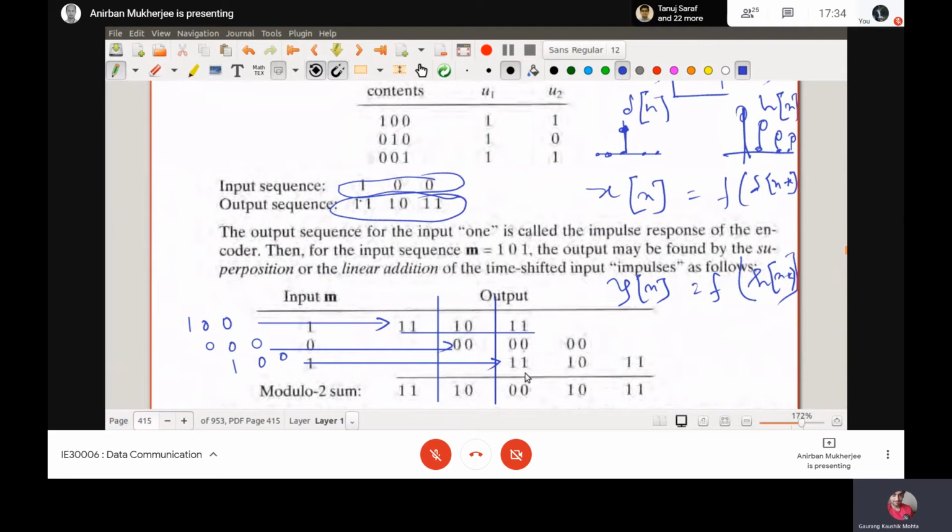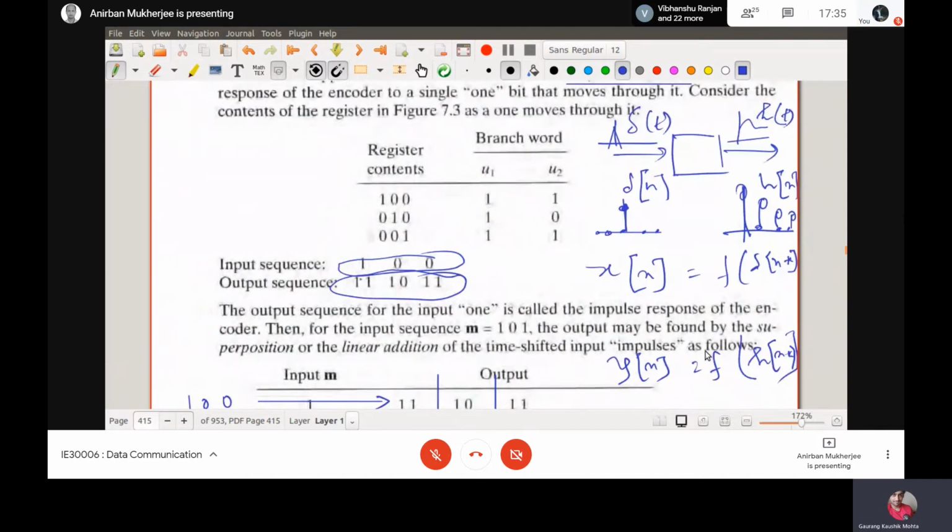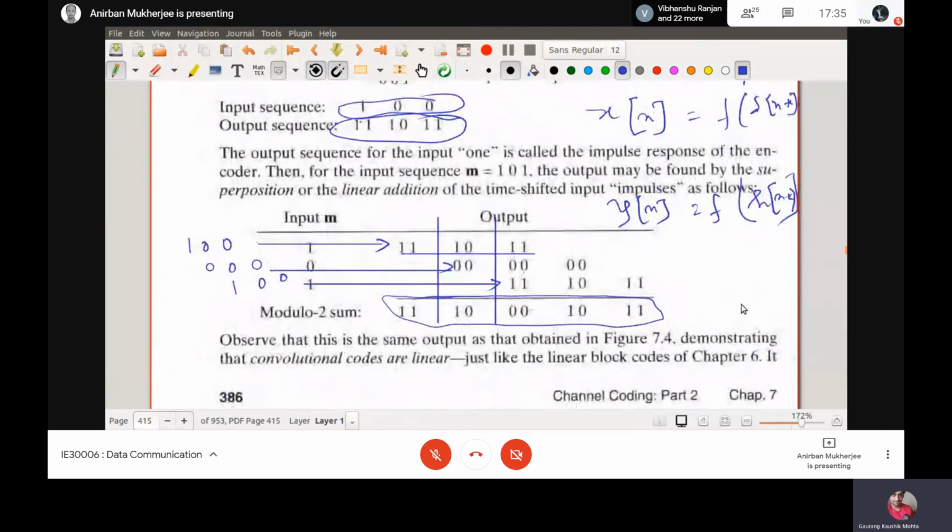Then I am adding it up, and then I am getting this kind of output. You see that without doing this impulse response analysis, I have already got the same result. That means now we can say that convolutional encoders are linear. This is the basic definition, the basic idea: if I am just adding the inputs, my outputs are also getting added, with weighted adding.